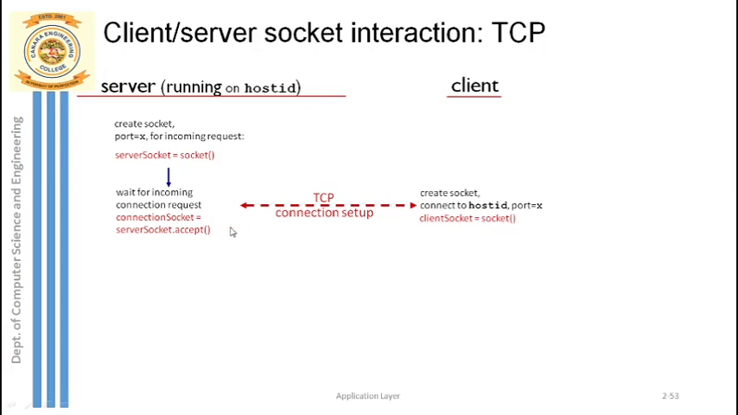So to which socket is this connection establishment request sent? It is sent to the welcome socket. Once it is received, the server will see if it is ready. If it is ready, then it is going to accept the request, and immediately after accepting, the server will create the second socket. What is that second socket? It is the connection socket.